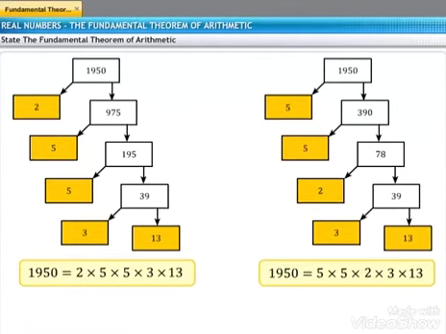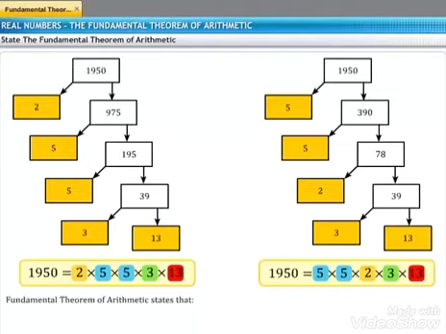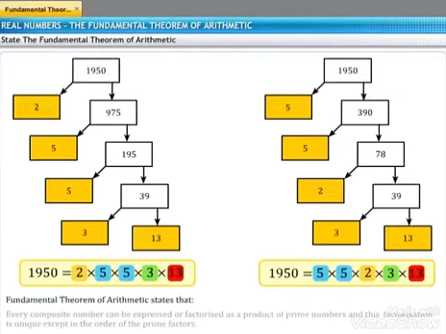How are these factors different from the earlier ones? Note that the set of prime factors for 1950 still remains the same. Only the order of the prime factors has changed. This brings us to the complete statement of the fundamental theorem of arithmetic that states that every composite number can be expressed or factorized as a product of prime numbers, and this factorization is unique except in the order of prime factors.